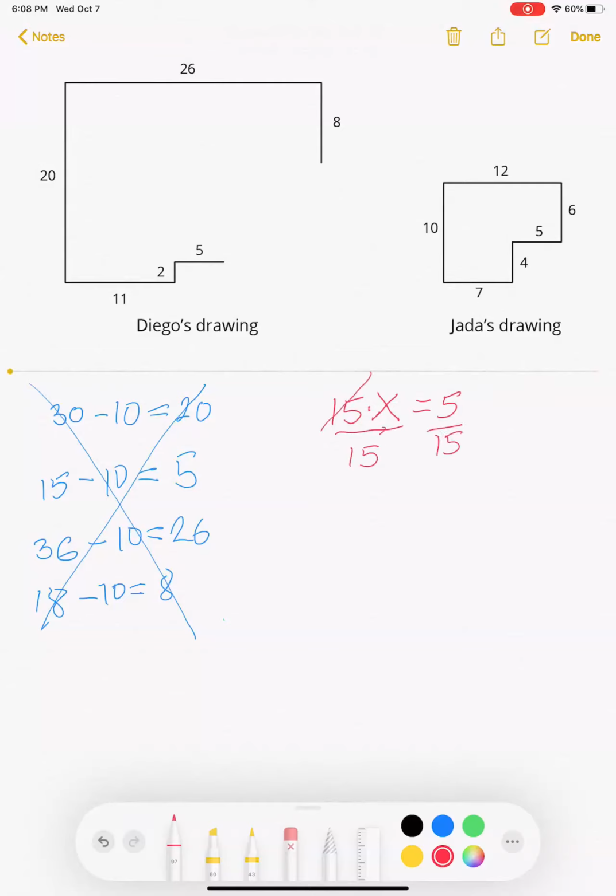The 15s are going to cancel, and you're going to end up with X is equal to 5 over 15. How many times does 5 go into 15? The answer is 3. And 5 goes into 5 once. So she got the answer of 1/3. What does this 1/3 represent? This 1/3 represents our scale factor.